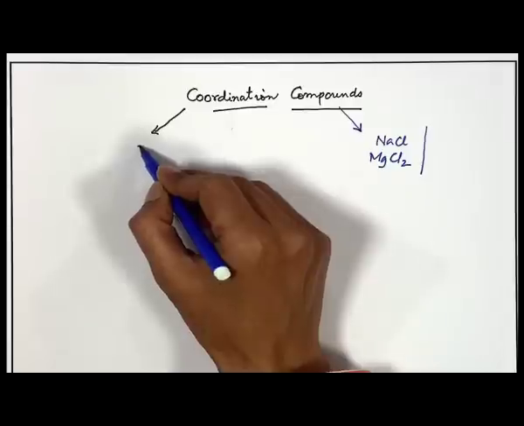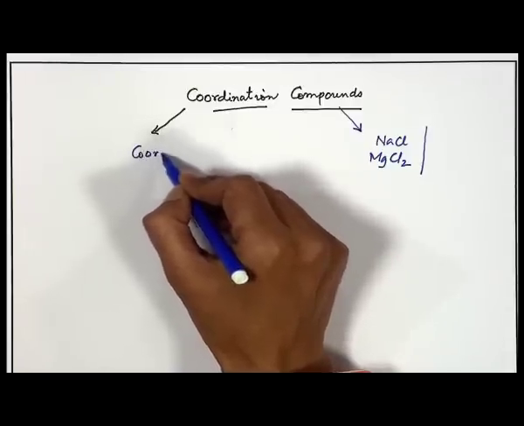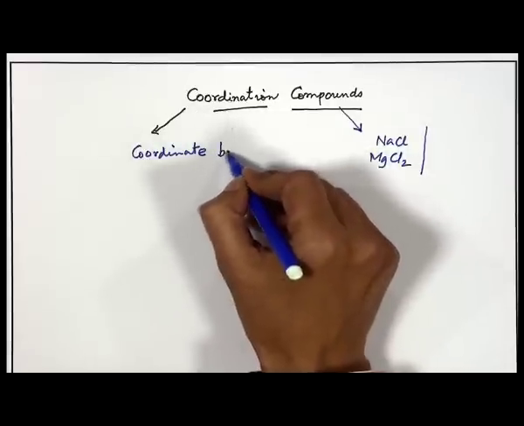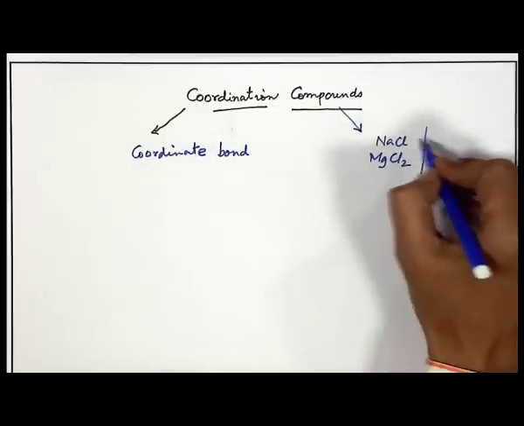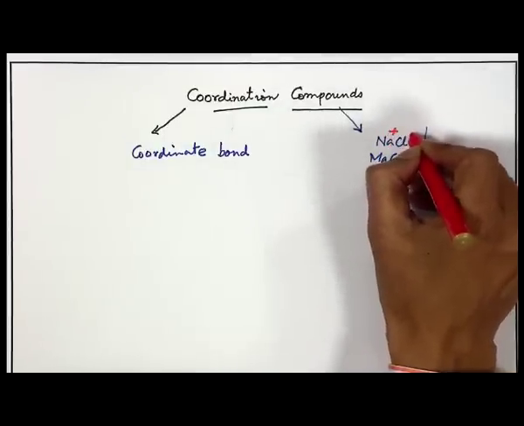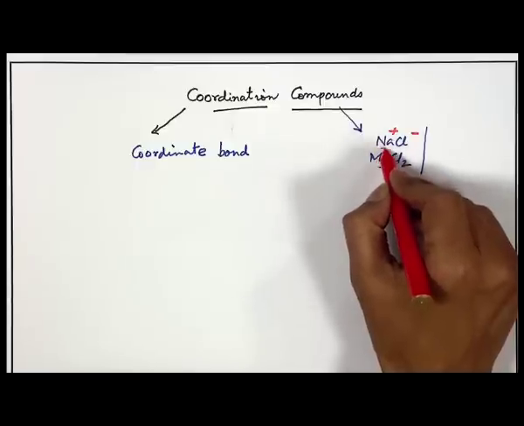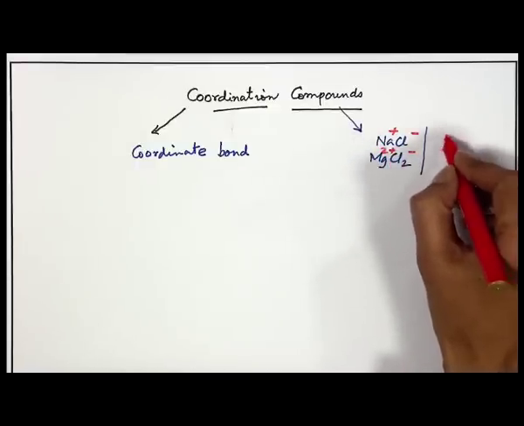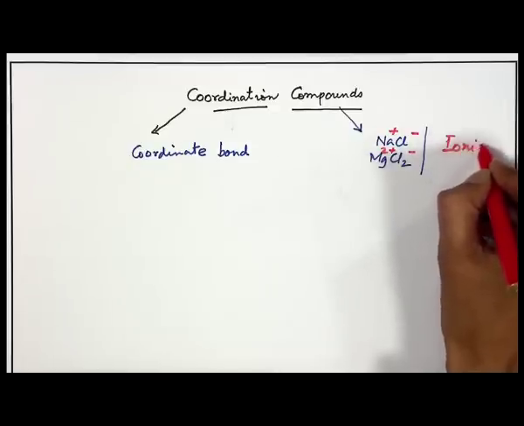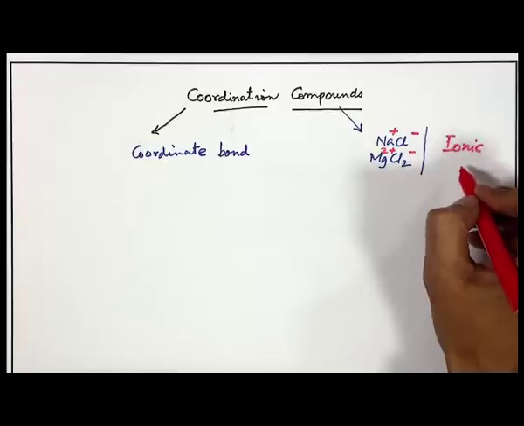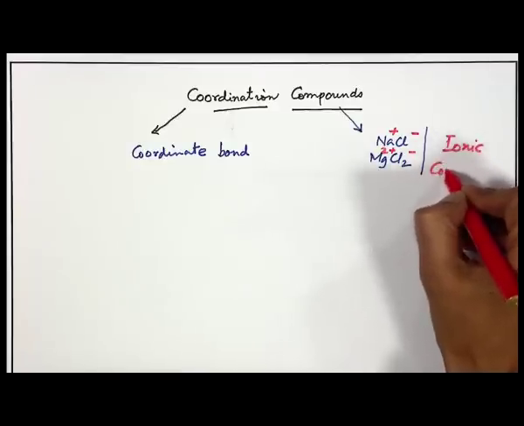So, in coordination compounds we will have a typical coordinate bond. In this class of compounds, what we see is that they have ions Na+ and Cl-, and at the same time Mg2+ and 2 Cl-. They are packed in lattices. They form ionic bonds, and these are ionic compounds.